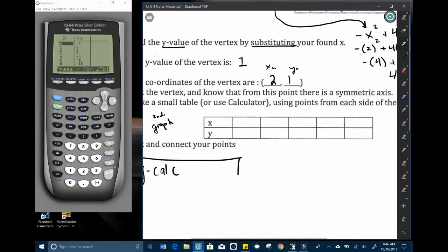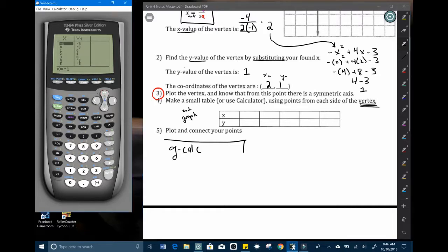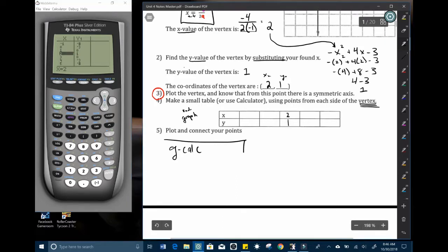And what you want to do is find the vertex, and you want that to be in the middle of your table here. So the vertex we know is at 2, 1. Now notice how it's kind of symmetric over in the window here. So 2, 1 is our vertex. If we put that in the middle, x is 2, y is 1.